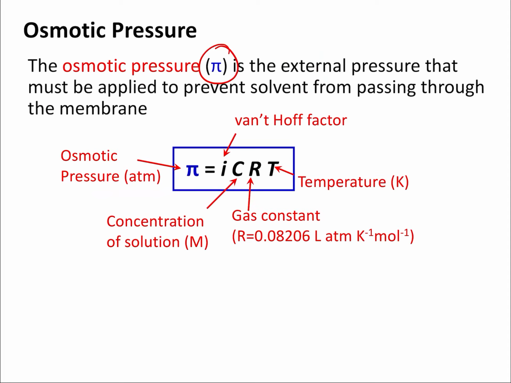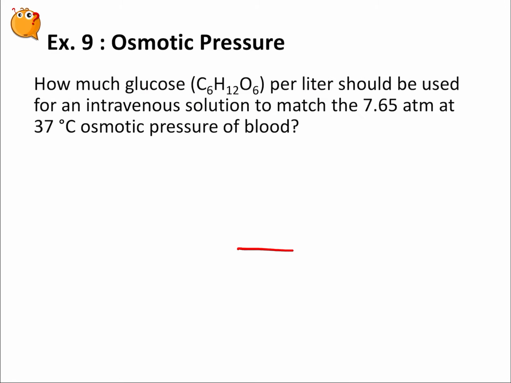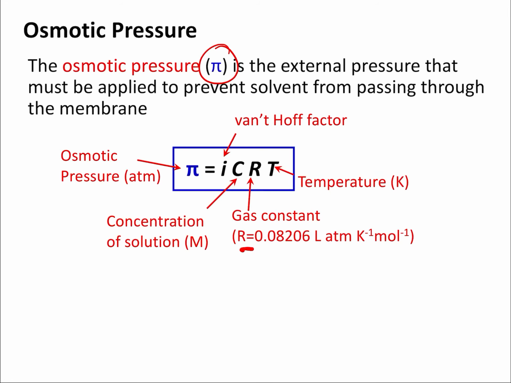i, again, is the van 't Hoff factor. That would be the number of particles you get per formula unit of the solute. C is the concentration in molarity, not molality anymore. R is the gas constant, and T is the temperature. The gas constant can be a number of different values, but we want to use the value that has the units of pressure that matches the osmotic pressure we're eventually going to want. So in this case, both of these are in atmospheres. They could also both be in bar, kilopascals, whatever you like.